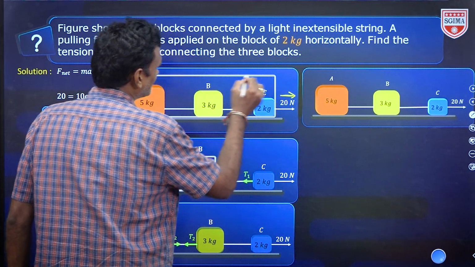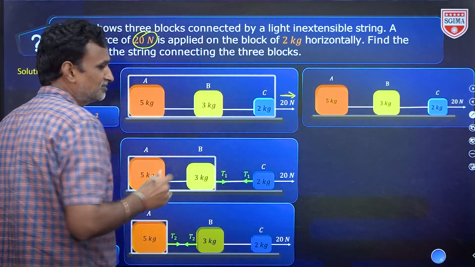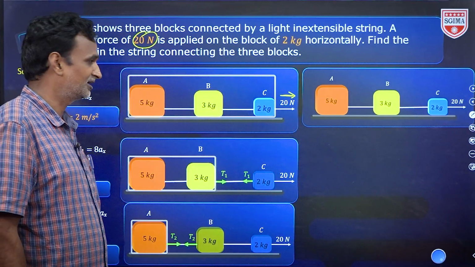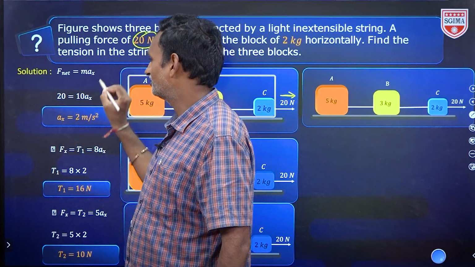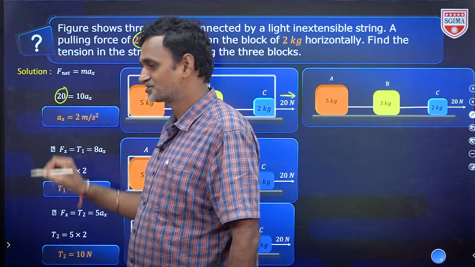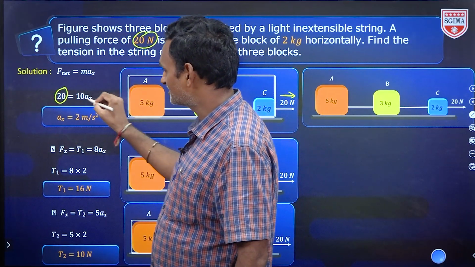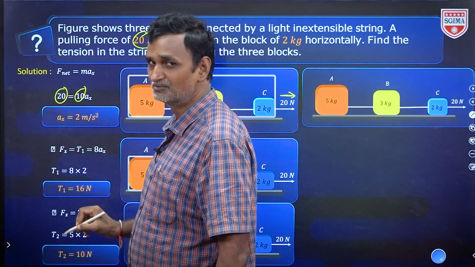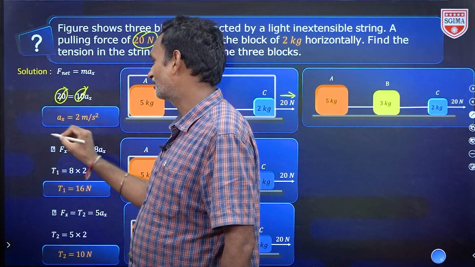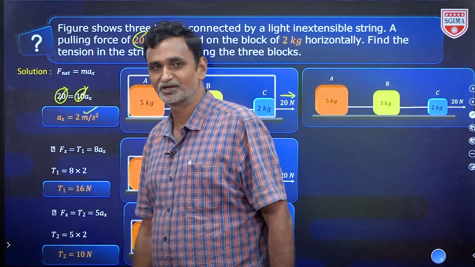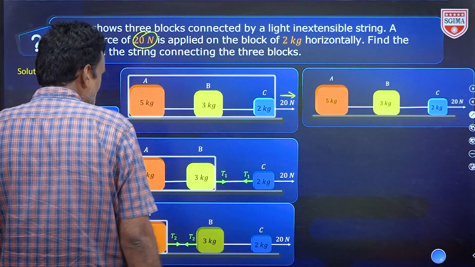Total mass is kept in a box, that means we need to imagine these 3 masses as a system, initial case. So here you can check F net equals to M into A x. F net is acting how much? 20 newtons. 5 plus 3 plus 2, how much here? 10, means total mass 10 kg into acceleration. So we can write here acceleration 2 meter per second square. This is the answer for acceleration. Okay.